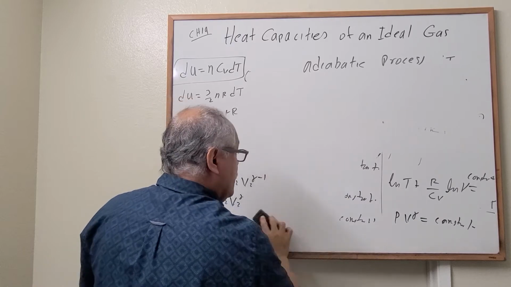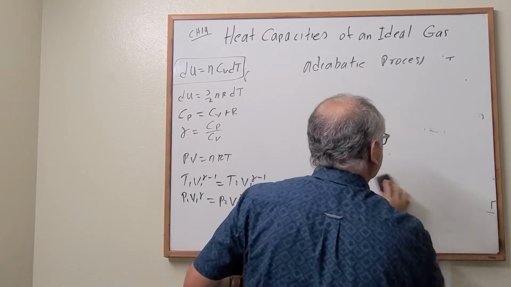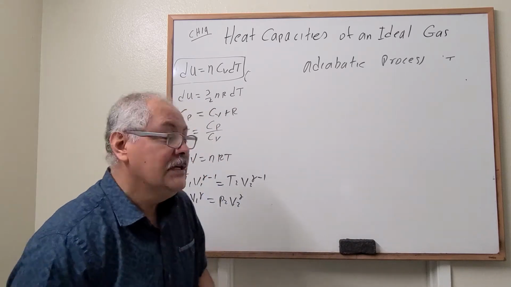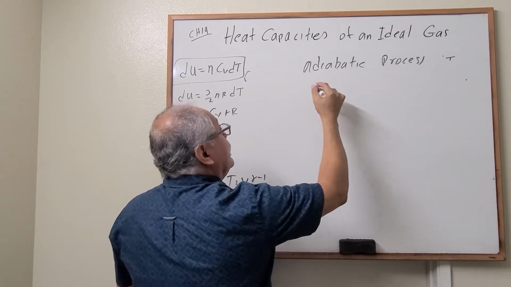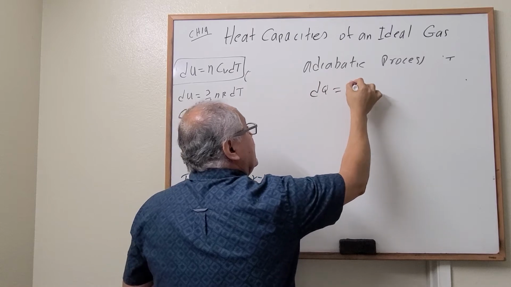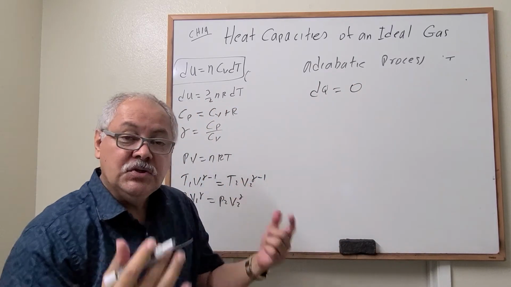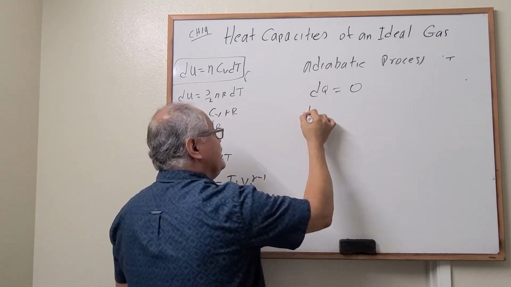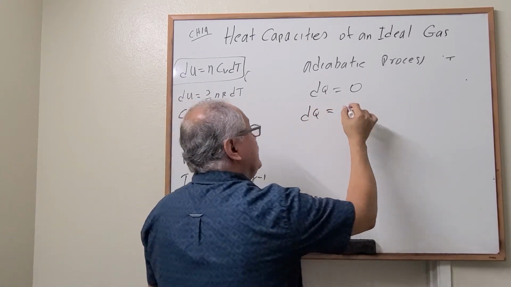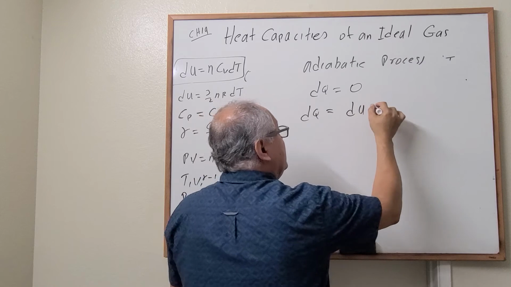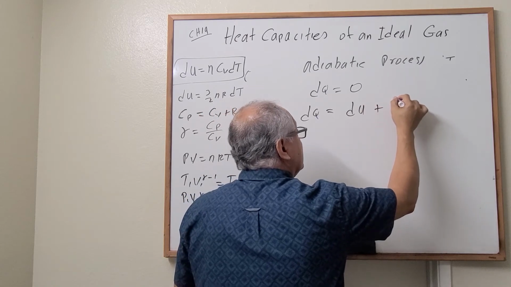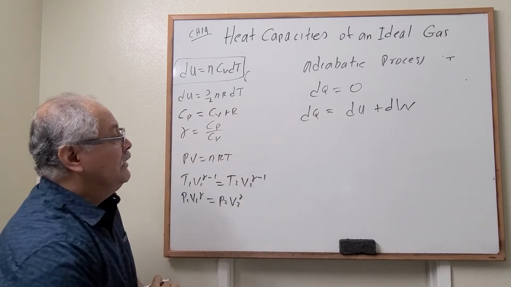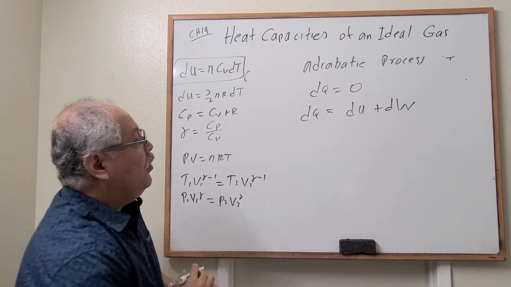So we found that for an adiabatic process, the change in heat is 0. Now let's go to the first law of thermodynamics, which says heat is equal to the change in internal energy plus work. Perfect. Now we're looking for work in this case.